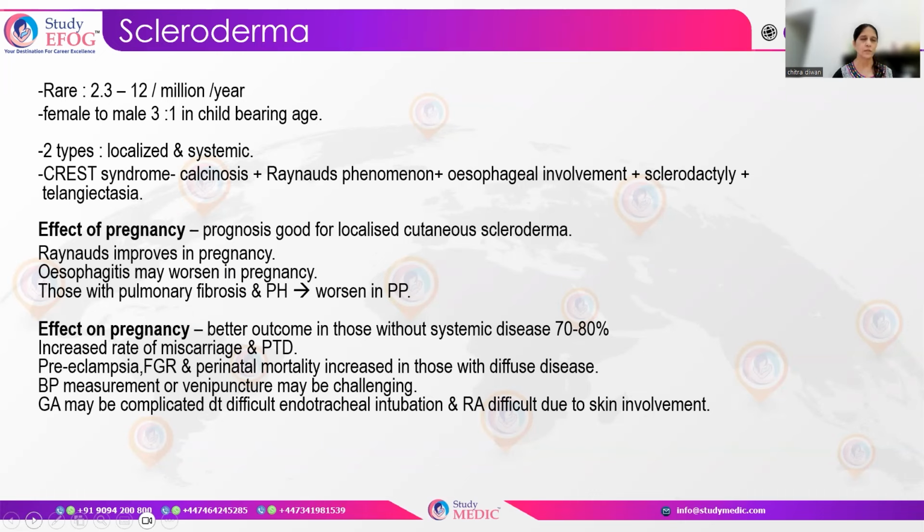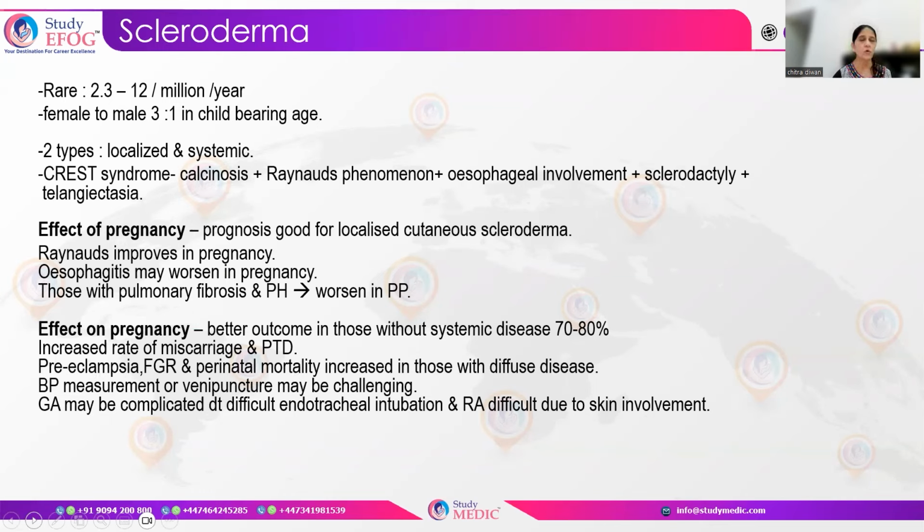Effect of pregnancy on the disease. Those who have localized cutaneous scleroderma, for them the prognosis is good. Raynaud's phenomenon improves in pregnancy, but esophagitis may worsen. And for those who have pulmonary fibrosis and pulmonary hypertension, these conditions worsen in the postpartum period.